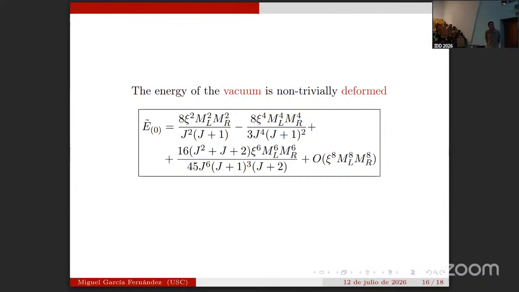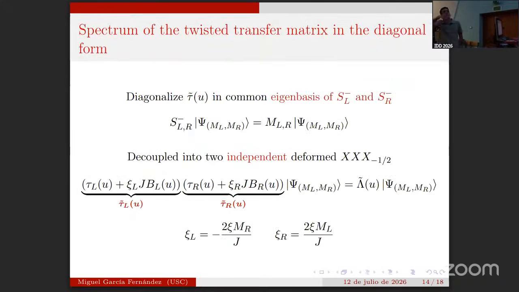The second thing is that the corrections depend on the product of M left and M right. This is non-trivial, because if one of the two is 0, the correction vanishes, but the twisted transfer matrix is still non-zero. For example, if M right goes to 0, then C left goes to 0. So the left copy is undeformed, but the right copy is still deformed. The only way to recover an undeformed model is to make both M left and M right vanish.